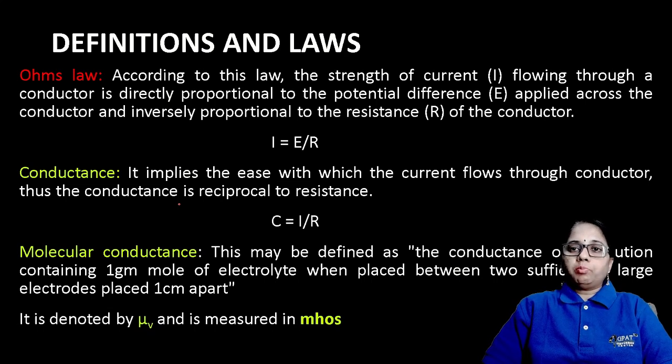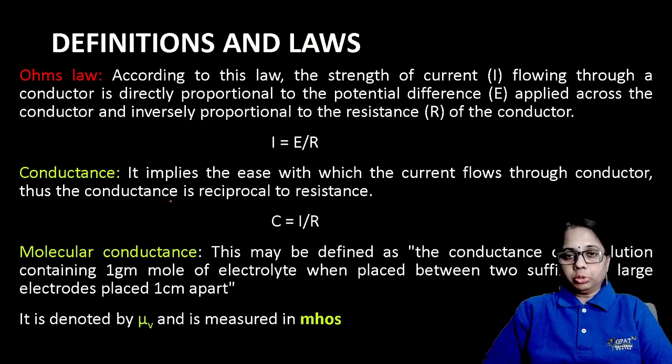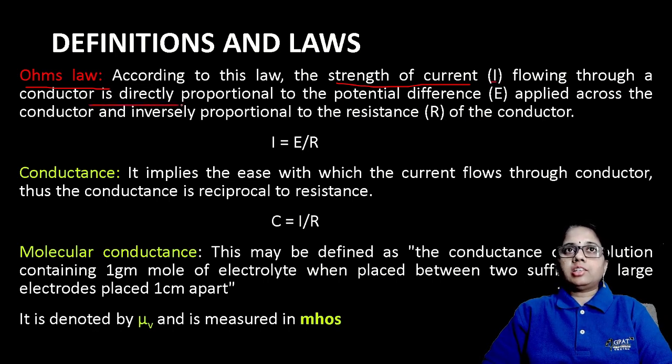Now some important definitions and laws related to conductometric titrations. First of all, the basic law related to conductometry is Ohm's law, which we have already studied in our previous classes. According to this law, the strength of the current, represented by I, flowing through a conductor is directly proportional to the potential difference E applied across the conductor, and inversely proportional to the resistance of the conductor, that is R.